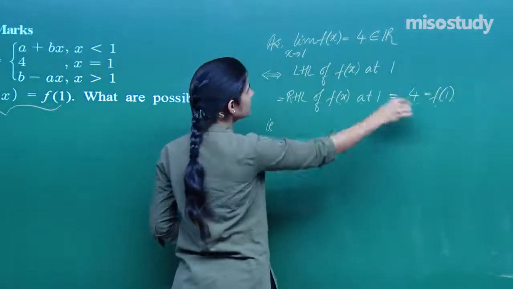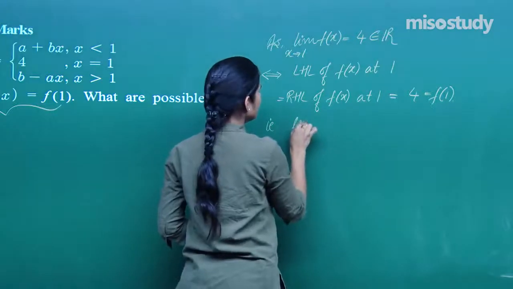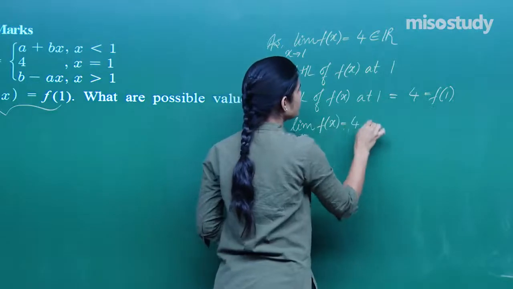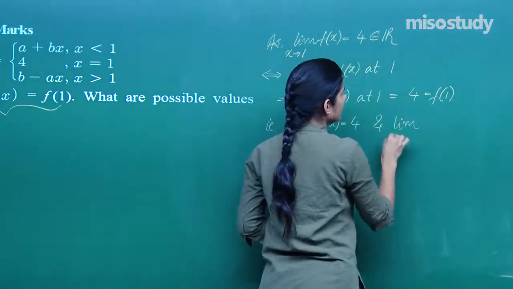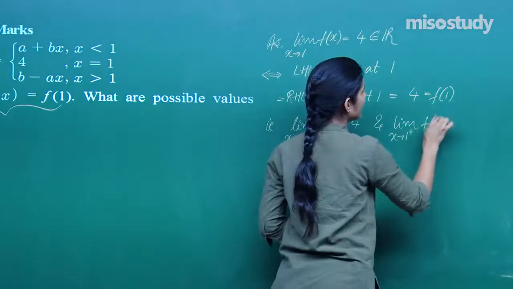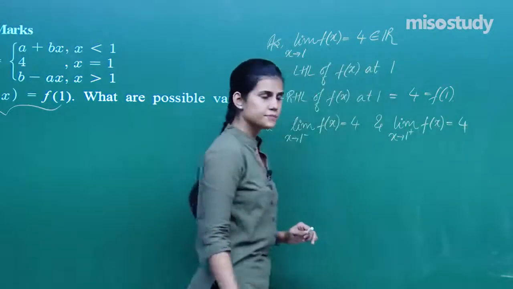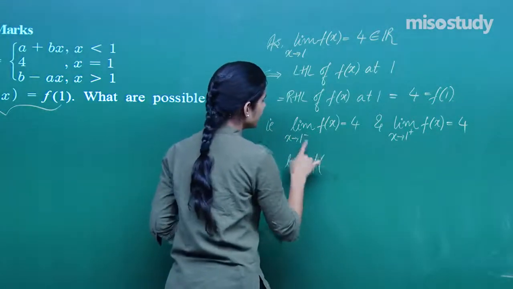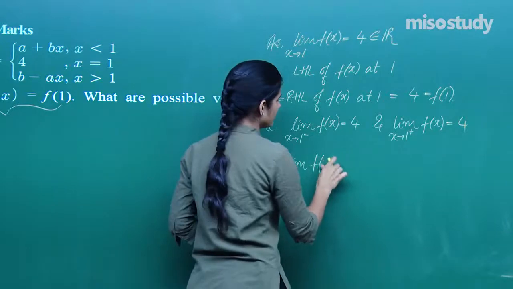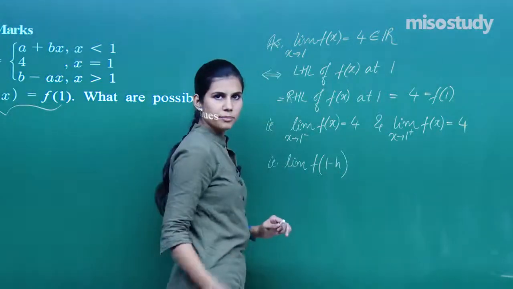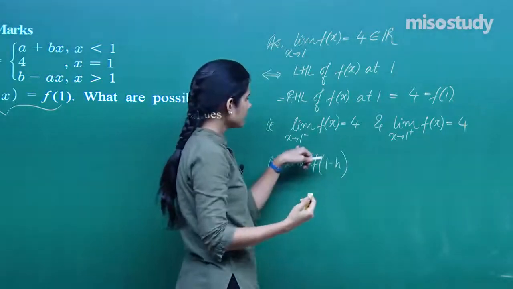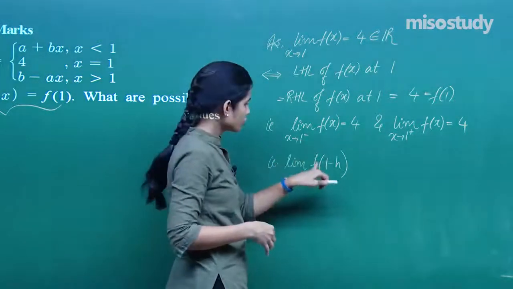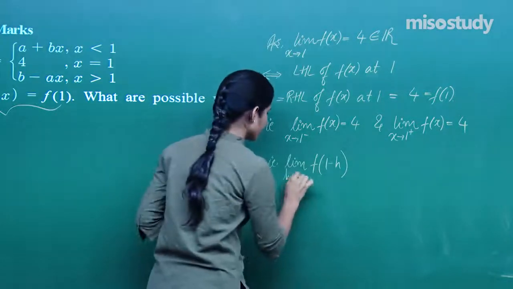Now the left hand limit is 4, the right hand limit is 4. Left hand limit means the limit as x tends to 1 from the negative side of f of x, this is given to be 4, and the limit as x tends to 1 from the positive side of f of x is also given to be 4. This can be rewritten as what? Limit, replace x by 1 minus h, because x is approaching 1 from the left, that means x can take values less than 1. So 1 minus h, where h is approaching 0.